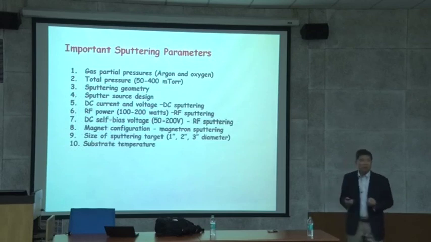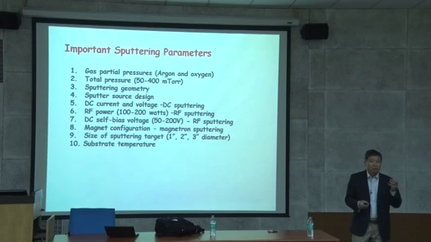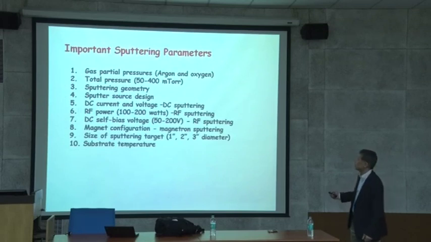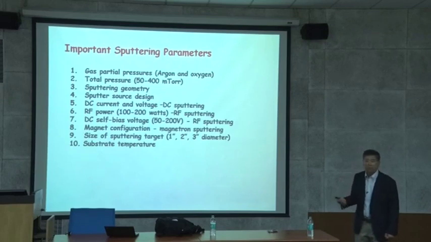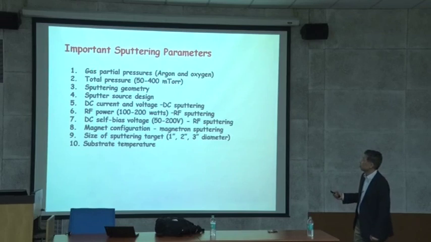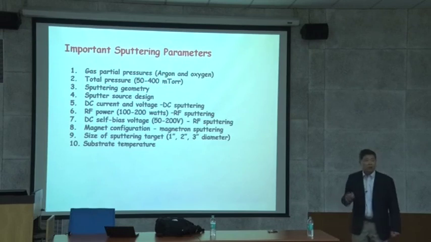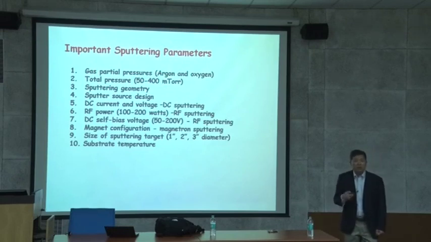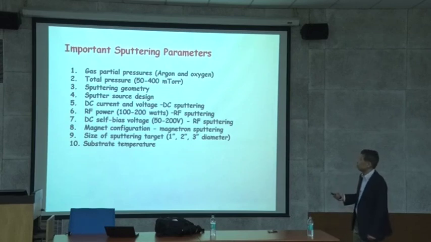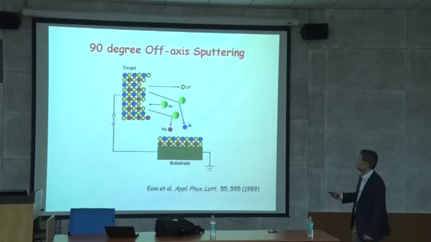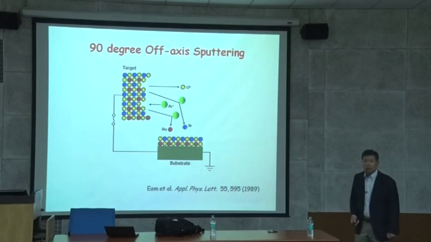As I said, there are only a few important sputtering parameters, but I want to list them. First, gas partial pressure. Basically, you put in argon as the sputter gas and oxygen as the reactive gas. The total pressure range is 50 to 400 millitorr, and once you fix it, you can have pretty reproducible growth. The geometry is already fixed, the distances depending on the size of the target and the substrate. But you can easily deposit uniformly over a 2-inch diameter area with this.